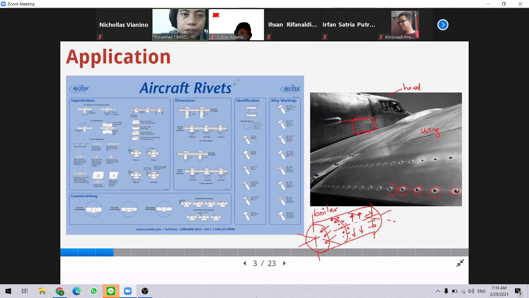So therefore, for this kind of joint, for rivet joint, we have the standard. It must follow the standard to ensure the safety and the function of this joint, the strength and the safety of this joint. So that's how we apply the rivet joint in the real mechanical building.